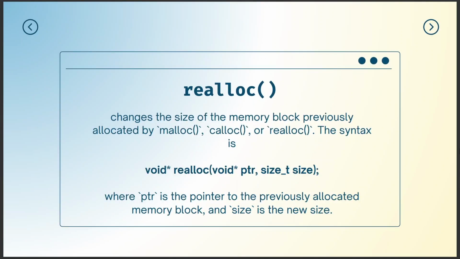Last one is realloc. Realloc changes the size of a memory block previously allocated by malloc, calloc, or realloc. The syntax is void* realloc(void* ptr, size_t size), where ptr is the pointer to the previously allocated memory block and size is the new size.